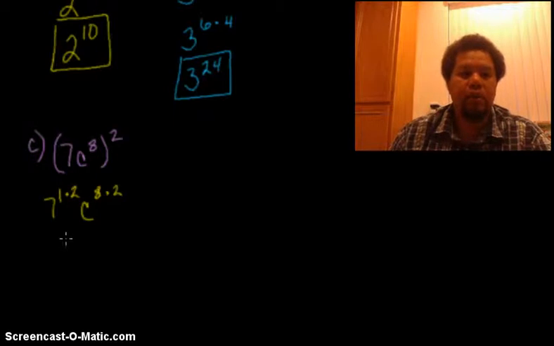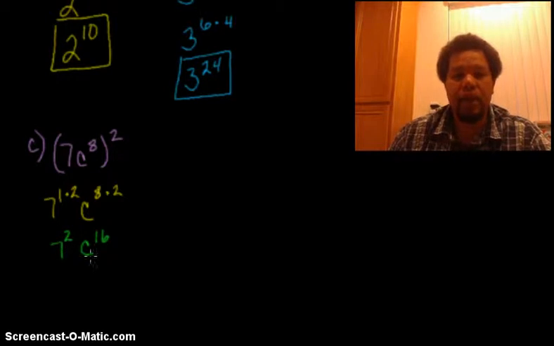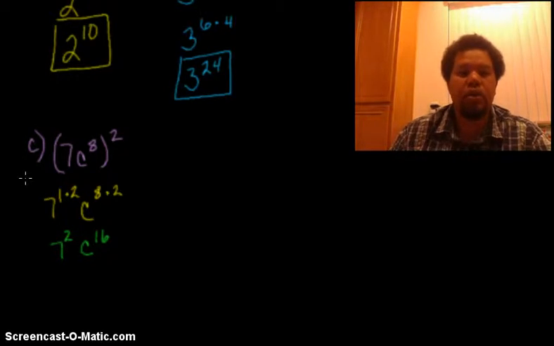So we're going to end up with 7 to the 2nd power and c to the 16th power. Now we can simplify that more, which usually we do in this case if we have variables and numbers combined. So I'm going to simplify that more. 7 to the 2nd power is 49. So we end up with 49c to the 16th power. And make sure that the 16 stays with the c, not the 49, because originally the exponent was with the c in the original problem.